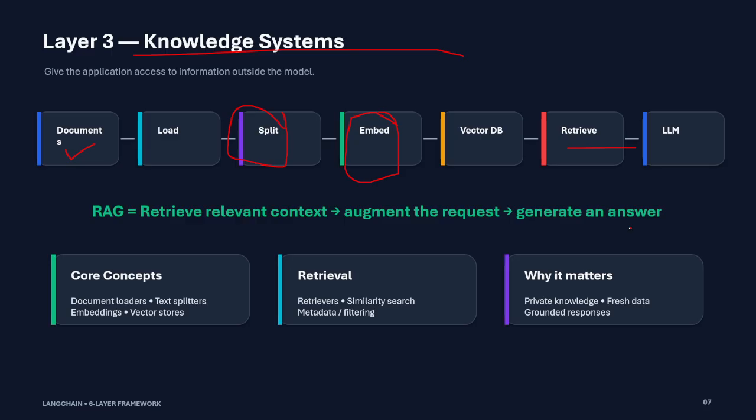Retrieval means, in simple words, when we are fetching data from the vector DB, we say that this is the retrieval operation. And what is the role of the LLM during this process?